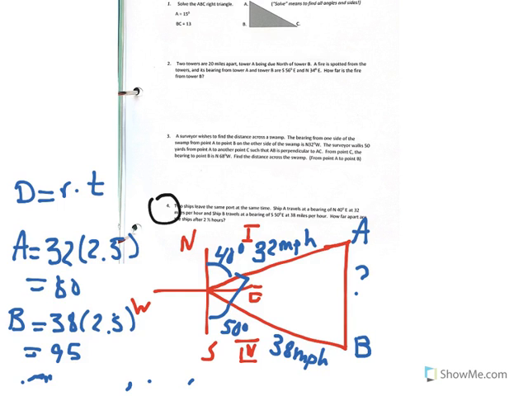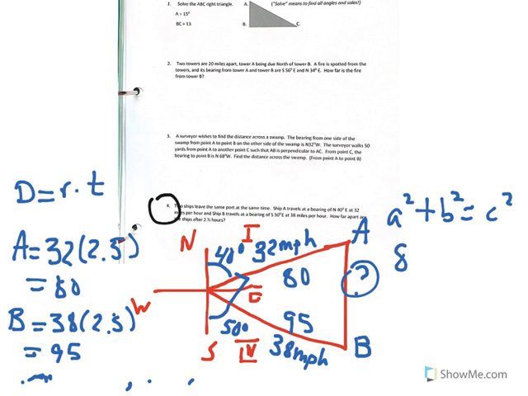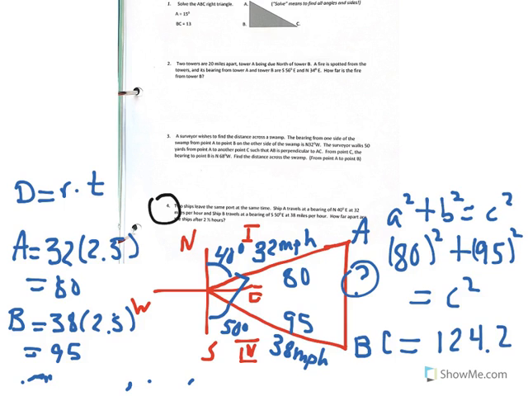Well, I would probably use the Pythagorean theorem here to find this missing side, because we now know this is 80, and this is 95. So I would do a squared plus b squared equals c squared for this problem. So we are given our legs, and we need to find our hypotenuse. So 80 squared plus 95 squared is going to equal c squared. And when you solve, you should have gotten the distance c to be 124.2 miles. Okay?